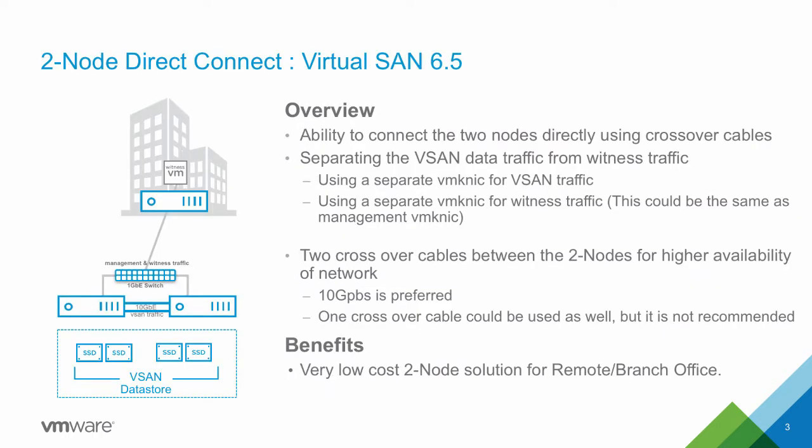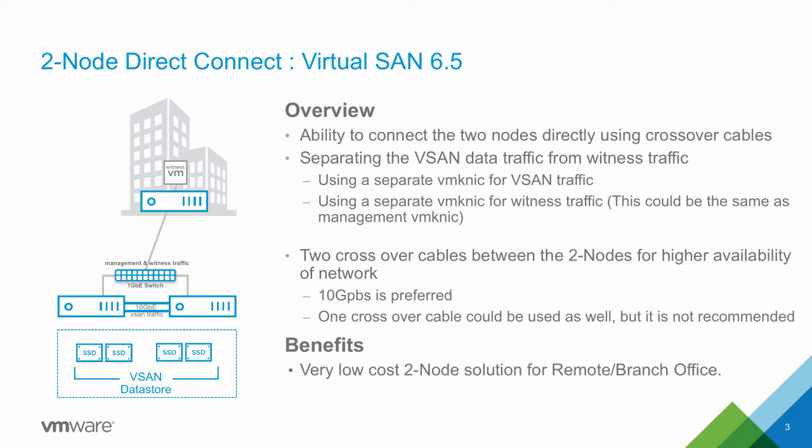In vSAN 6.5, we now have the ability to directly connect each data node using one or more crossover cables. This is because we can now split vSAN traffic by type. This is done by separating vSAN data traffic from vSAN witness traffic using different VM kernel ports. Two crossover cables may be used for redundancy, and we do recommend 10 gig connectivity. One cable could be used, but is not recommended.